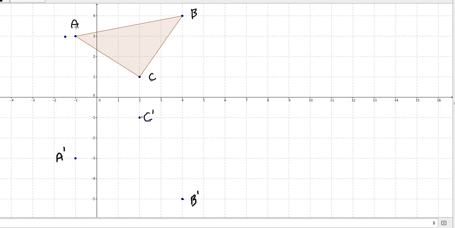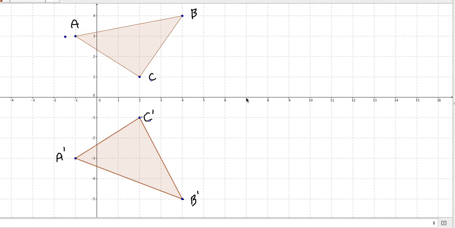And all we need to do is connect those points. That point connects to that point, connect to that point. We have reflected triangle ABC over the x-axis. And that's how you reflect a triangle over a particular line of reflection. In this case, our particular line of reflection is the x-axis.